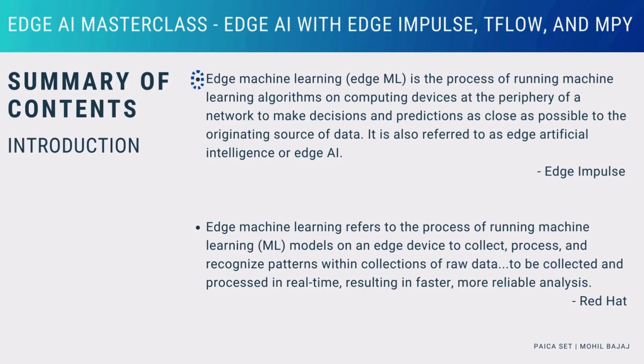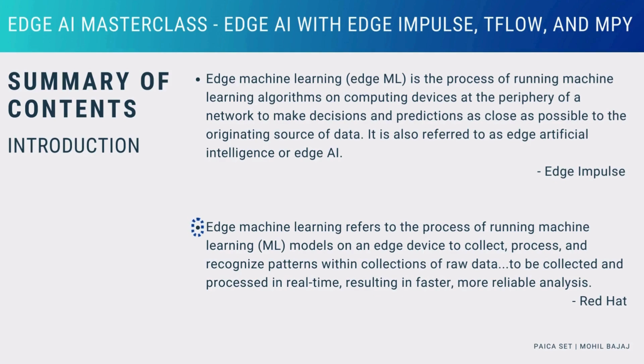is the process of running machine learning algorithms on computing devices at the periphery of a network to make decisions and predictions as close as possible to the originating source of data. It is also referred to as edge artificial intelligence, or edge AI. And so, a pretty straightforward definition, which points out that both collecting and processing of the data happens at the edge and using machine learning, just like we talked about.